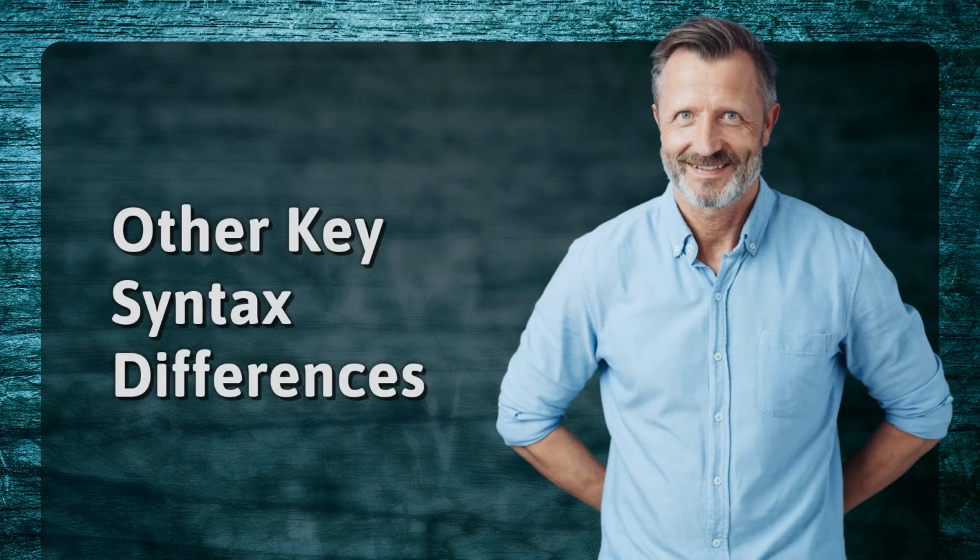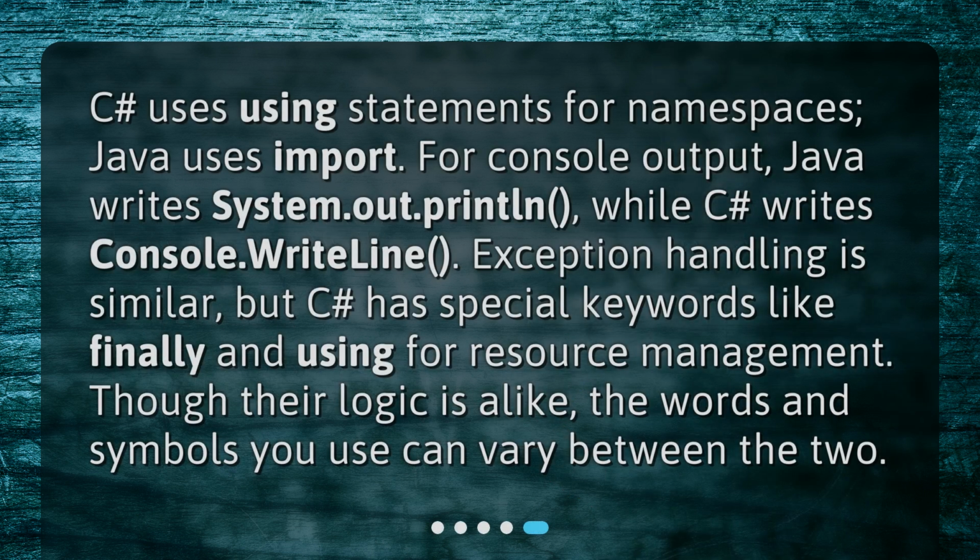Other key syntax differences. C# uses using statements for namespaces. Java uses import. For console output, Java writes System.out.println, while C# writes Console.WriteLine. Exception handling is similar, but C# has special keywords like finally and using for resource management. Though their logic is alike, the words and symbols you use can vary between the two.